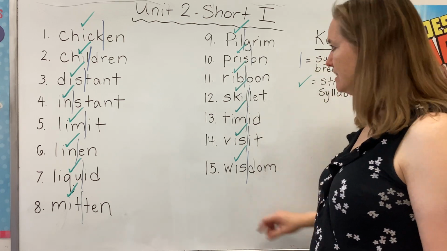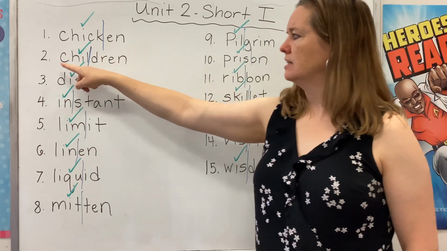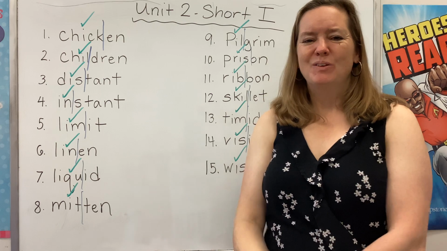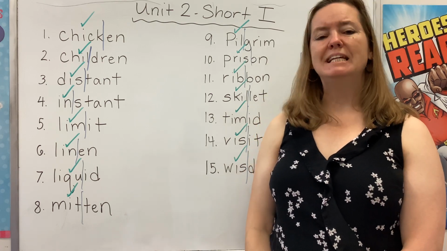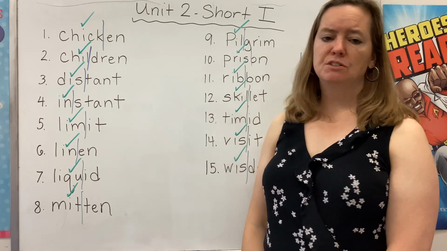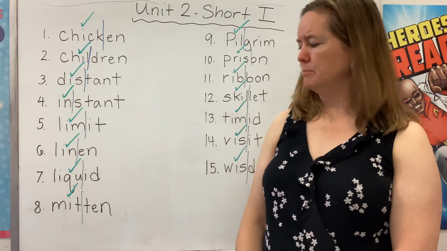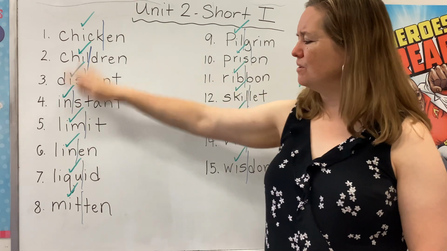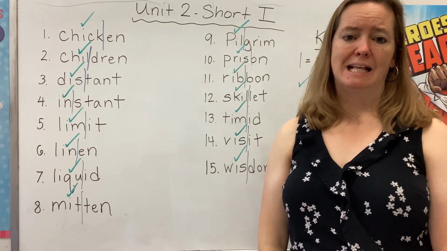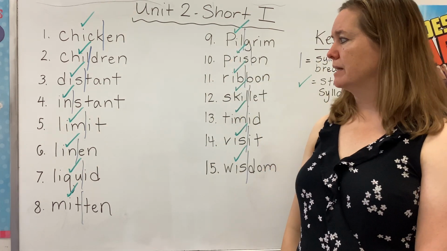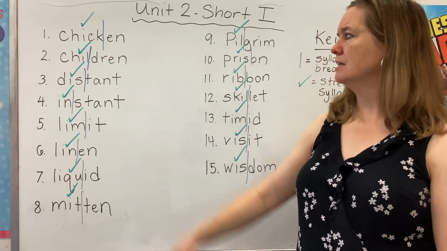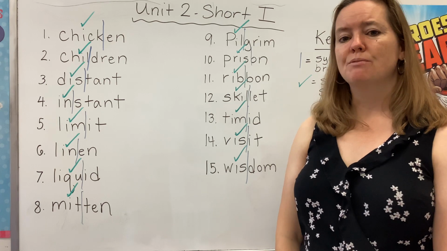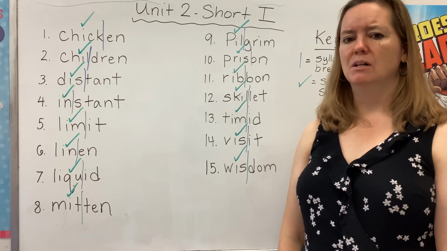So if you look at these chunks, chick, chill, dis, in, lim, those are like first grade chunks. Those are easy for you to spell. Those are also called closed syllables because they all end with a short vowel followed by a consonant. You guys are going to have no problem spelling those chunks this week. The tricky part comes with your unstressed syllable.